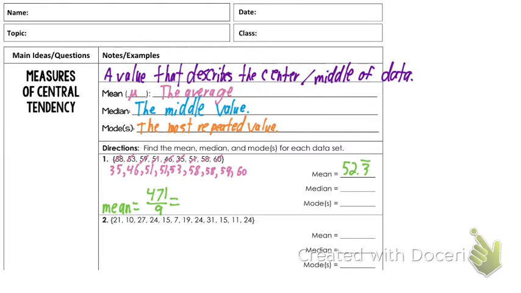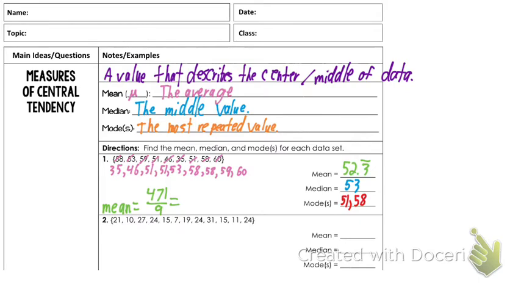So, the median is going to be whatever's in the dead center. So what's in the center left to right? Just like in the road, what's in the center left to right? The median. 53. In this case, it is 53. The mode, what do we see most common? Both 58 and 51. So I'll put 51, comma, 58. Because they're both seen an equal amount of times.